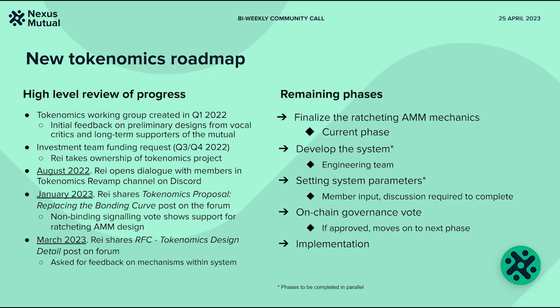And from a lot of those discussions, the tokenomics working group was created in Q1 2022. Dopey originally was leading the tokenomics working group. There was initial feedback on some preliminary designs from people who were both critical of the mutual and longtime supporters to figure out how we can overcome this blocker with the bonding curve, to allow people both to exit the mutual if they wish to and to allow capital to flow in and out of the mutual freely.